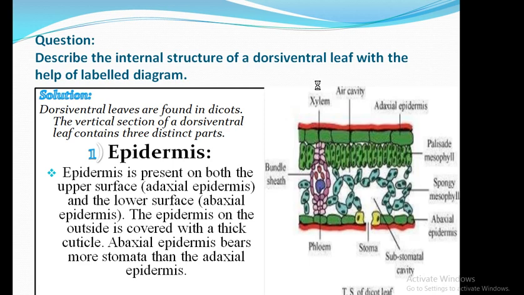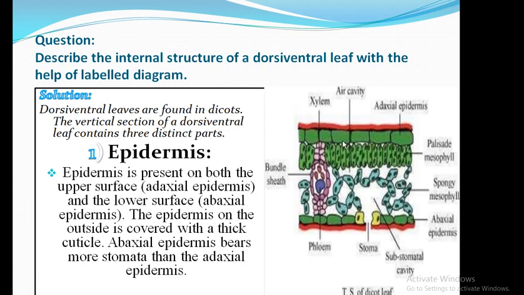But one thing that we have to know: the epidermis on the outside is covered with a thick cuticle. Here is the red line, that means this one is the cuticle, and here is also one thick red line. This is called the cuticle, which has a protective function. It is covered with the thick cuticle. Abaxial epidermis bears more stomata than the adaxial epidermis.